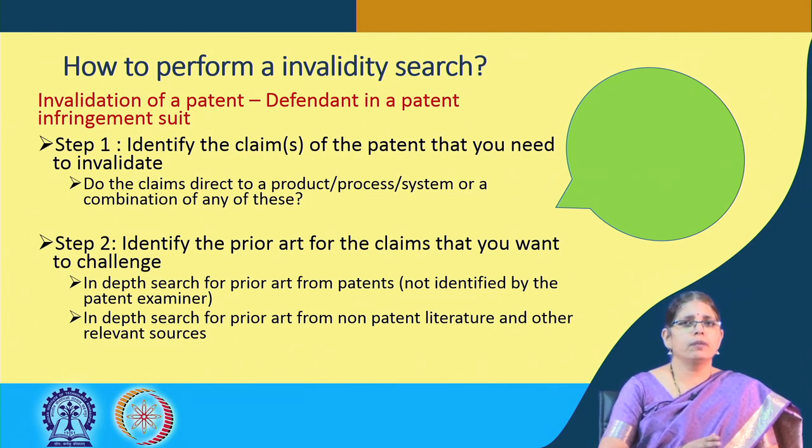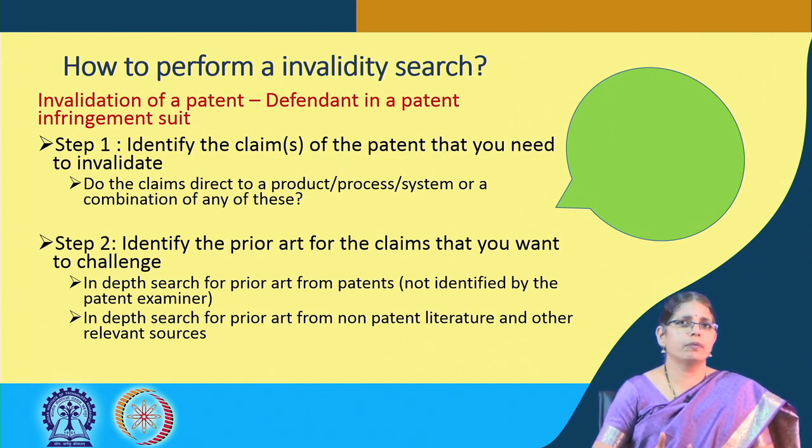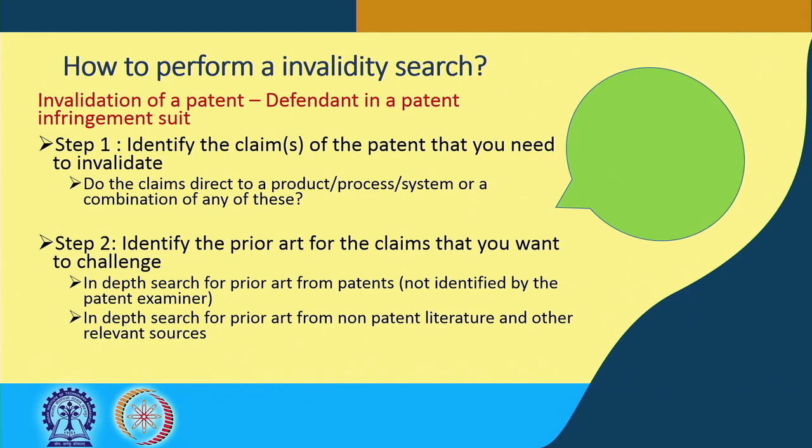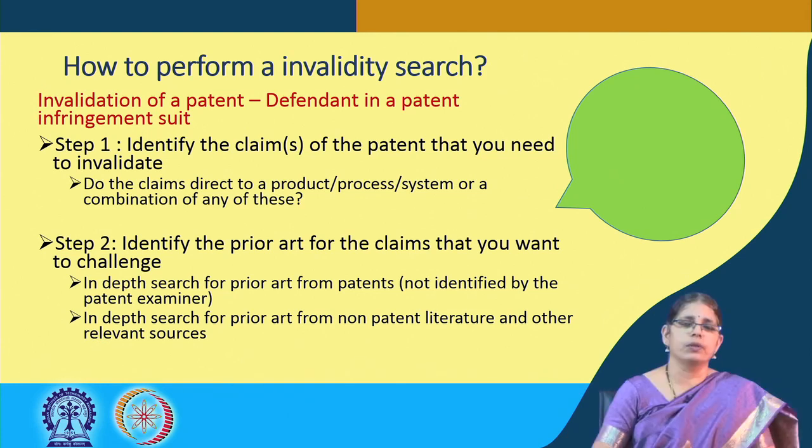The difference between the validity search and the invalidity search, in a case where a defendant takes it up, is that it is not limited to just the prior art. The patent owner is typically looking at prior art from the point of view of novelty and inventive step. But where the invalidity search is taken up by a defendant, there are other facets to keep in mind. So, prior art is certainly a consideration, but besides the prior art, the defendant will potentially be looking at the prosecution history.